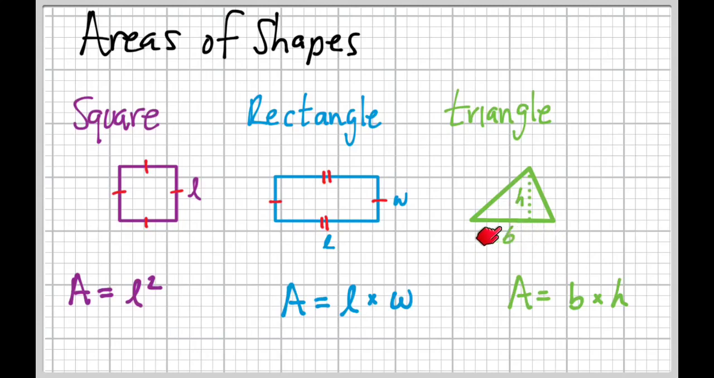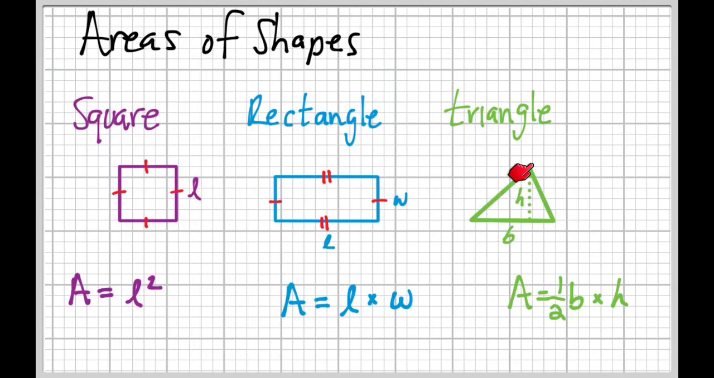We just take the length of a base and multiply by the height and divide by 2. It's missing a little 1/2 here. I'll stick this in. Okay, 1/2 the base times the height. And now you can use any side as the base.